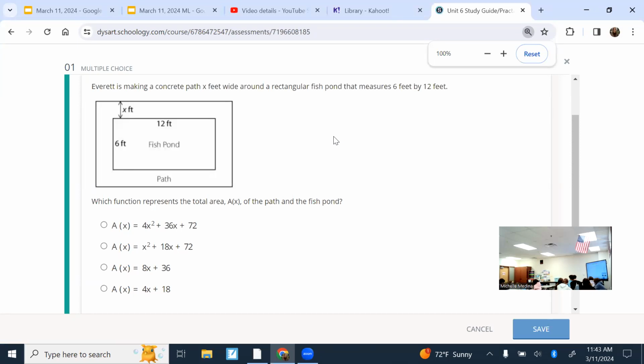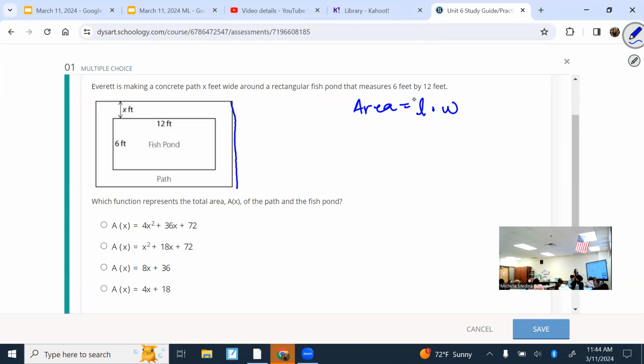So how do you find area of a rectangle? Area of a rectangle? Multiply what exactly? Not all the sides. Length times width. So we need to know that. And I don't necessarily know this whole length, but I do know parts of it. I know that from here to here, it's 6 feet. I know from here to here, it's X feet. And it's X feet all around. So from here to here, it's also X feet.